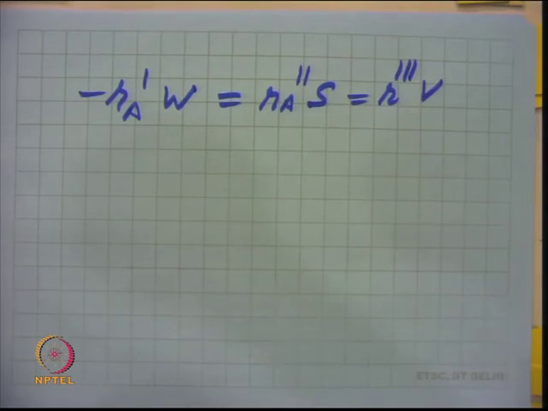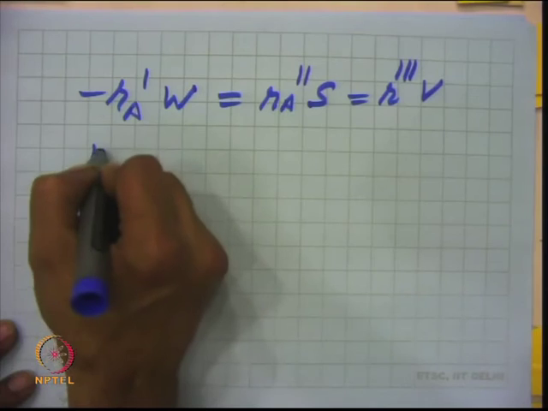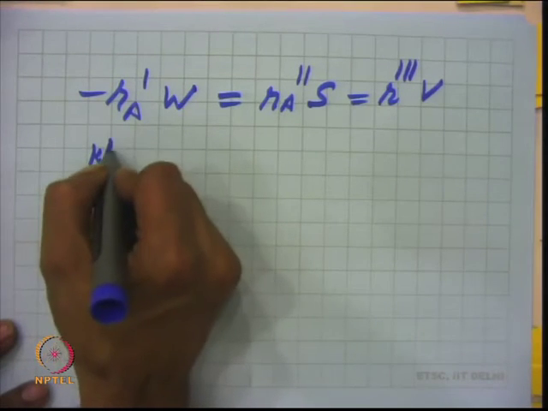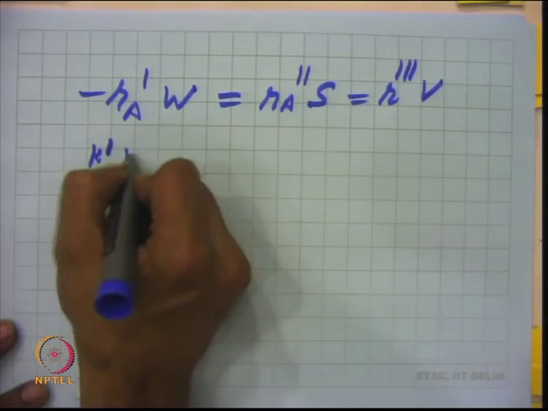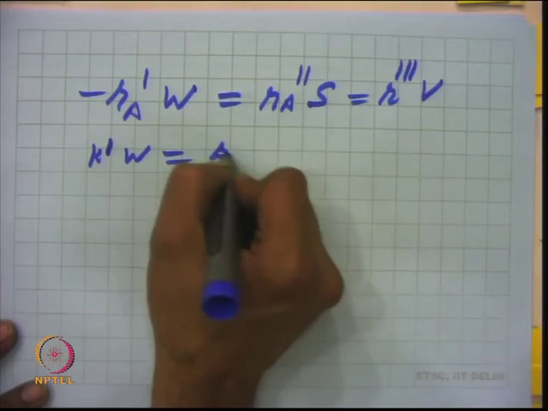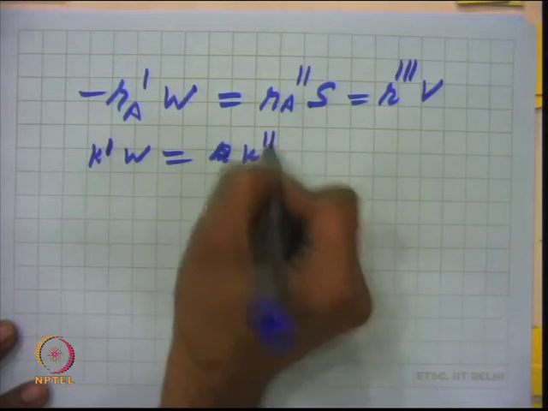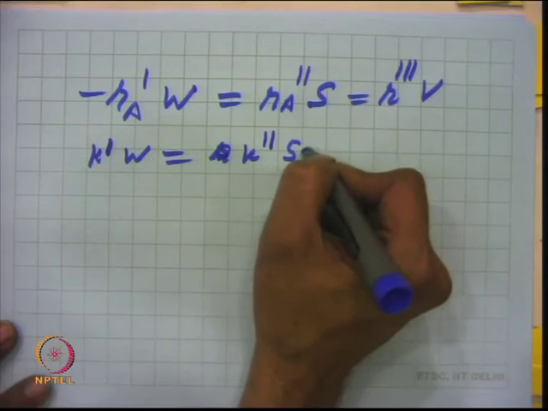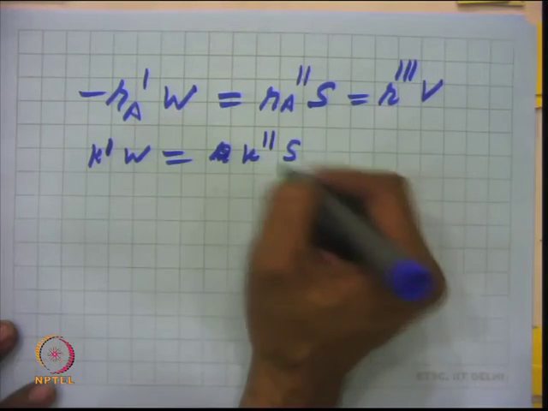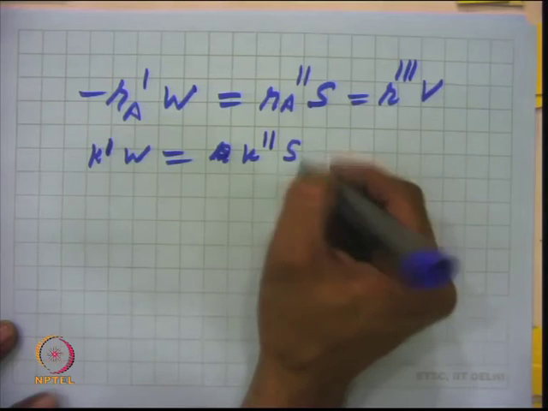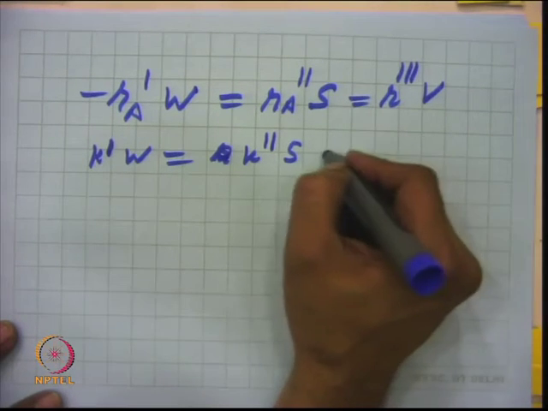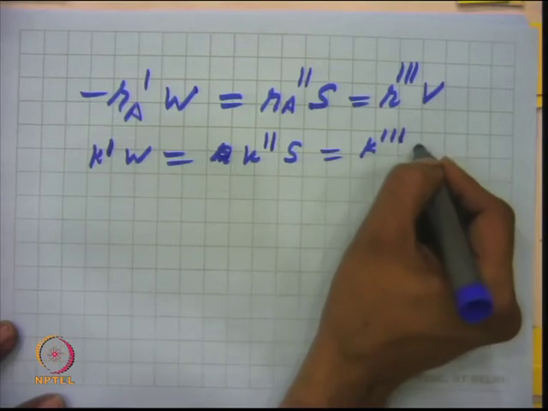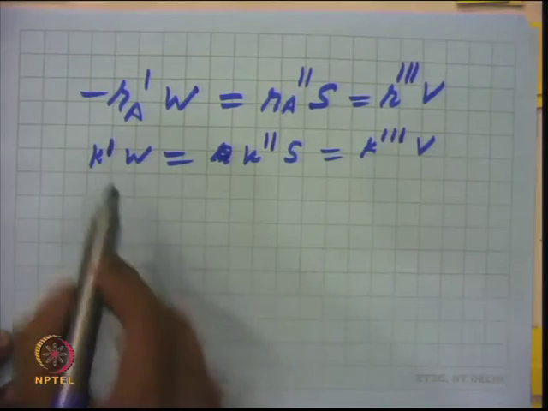So, one can write the relationship. K dash, the rate of reaction based on the mass of the catalyst, times W is equal to K double dash, the rate of reaction based on surface area, so Ks also, times the surface area of the catalyst. Sometimes the surface area of the catalyst you write as BET, which is meter square per gram, multiplied by the mass of the catalyst, and that is equal to K triple dash, based on the volumetric rate constant, times the volume. So, one can very easily write these relations.